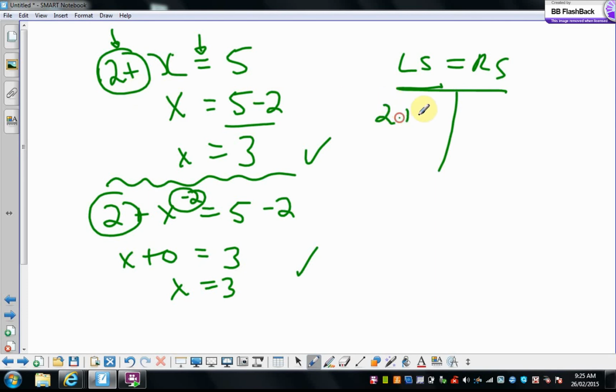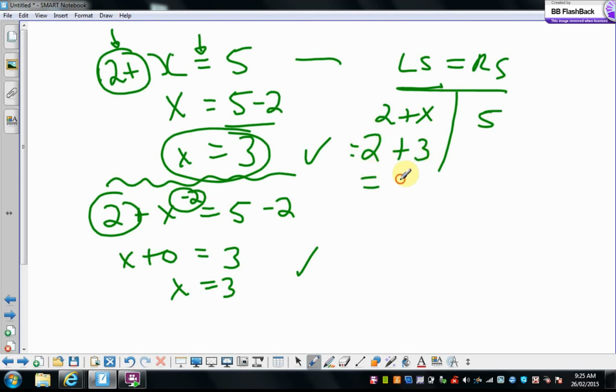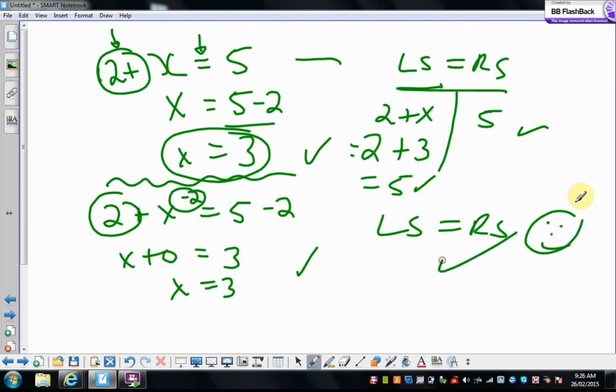You have 2 plus x on the left side, and here you have 5. And once you have your answer of x equals 3, you go back and you sub in 3 for x, and you see if that's true. You see if that's equal to the right side. So 2 plus 3 is 5. And now I have left side is 5, right side is 5. Left side equals right side. Happy face. It's true. Okay.